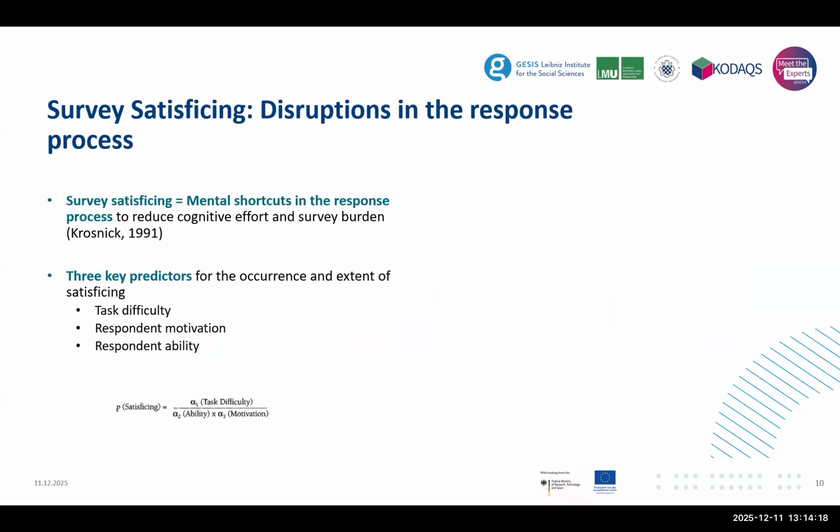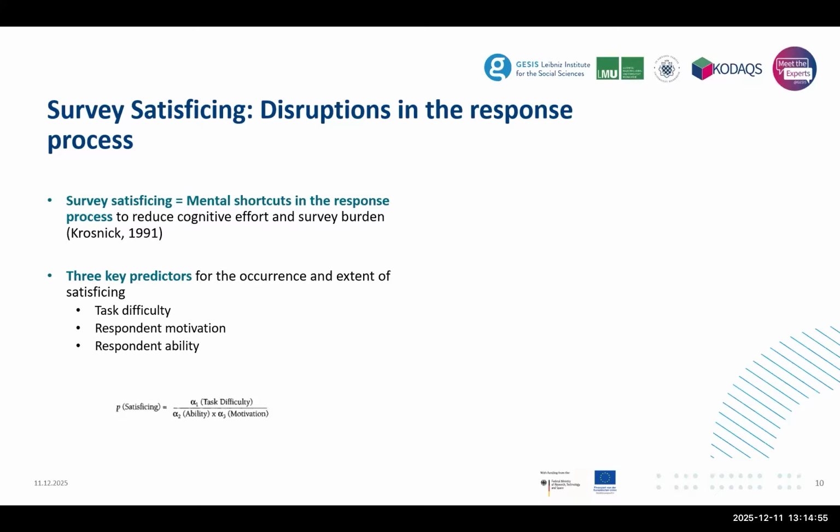Okay, so next we are coming to survey satisficing. Survey satisficing regarding the response process describes these potential disruptions that can happen in the response process. By definition, survey satisficing describes very generally just mental shortcuts that can happen in the response process, and these mental shortcuts are taken by respondents to reduce cognitive effort and survey burden. According to the theory of John Krosnick, there are three key predictors for the occurrence and the extent of satisficing.